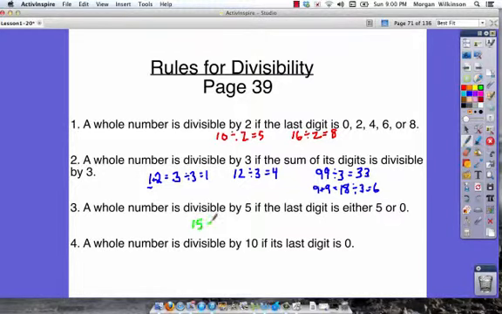So 15 divided by 5, we know that was equal to 3. 30 divided by 5, we know that's equal to 6. So if the last digit is a 5 or a 0, it's going to be divisible by 5. Our final rule, number 4, a whole number is divisible by 10 if its last digit is 0. So say we had 30 divided by 10, that would be equal to 3. Or 700 divided by 10, last digit is a 0, it must be equal to 70. Please pause the video now if you'd like to copy this page down if you need more time.